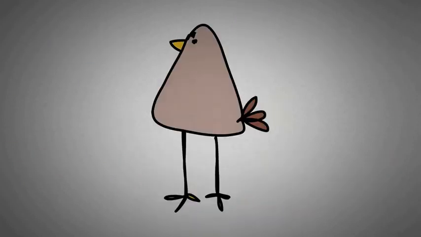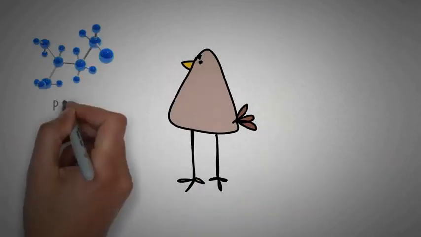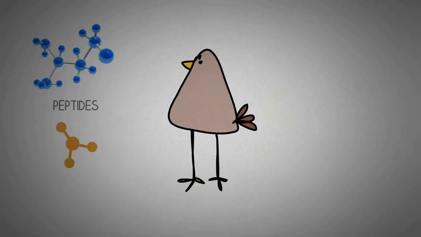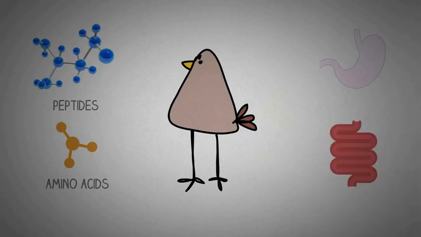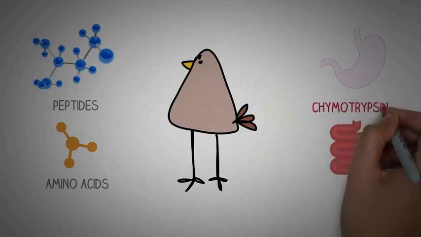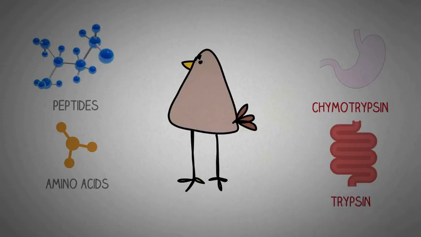Now, if we talk about proteins, these proteins are converted into peptides and simple amino acids by the action of many enzymes from the stomach and small intestine. The main enzymes which act on proteins are chymotrypsin and trypsin, which are pancreatic enzymes.